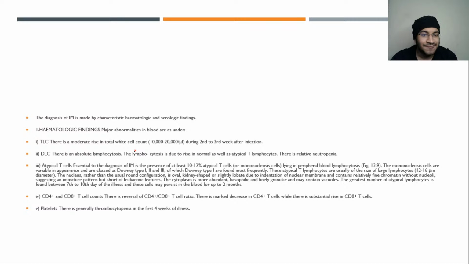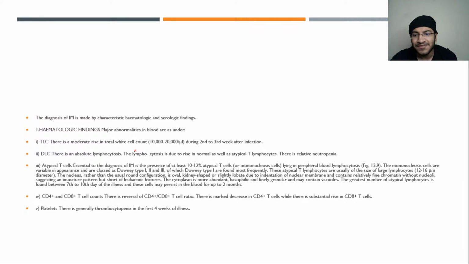And these atypical T lymphocytes or the mononucleosis cells are usually of the size of a large lymphocyte, 12 to 16 μm diameter, and the nucleus rather than the usual round configuration is oval, kidney shaped, slightly lobate due to the indentation of the nuclear membrane, and contains relatively fine chromatin without any nucleoli, suggesting an immature pattern but short of leukemic features. The cytoplasm is more abundant, basophilic and finely granular, and may contain vacuoles. The greatest number of atypical lymphocytes is found between 7th to 10th day of the illness, and these cells may persist in the blood for up to 2 months.